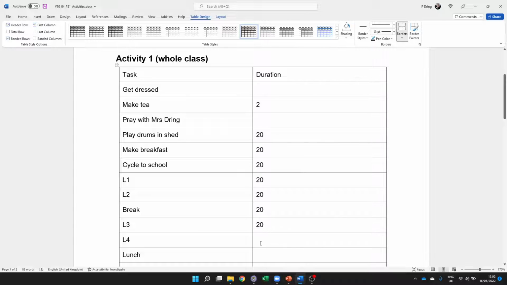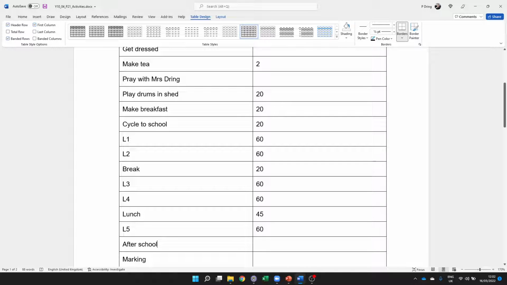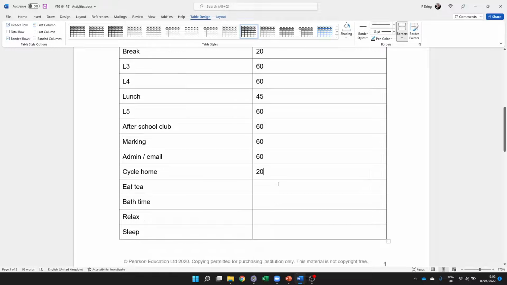Round robin means you spend up to a certain amount of time. Why am I saying 20 minutes only for lesson 1? That'd be amazing. Imagine if your lessons were only 10 minutes, 20 minutes each. Lunch, sadly, is it 45 minutes now? I can't remember, sadly. After school club, an hour. Marking, my goodness, takes ages, say an hour. Admin, yeah, maybe an hour a day. Cycle home, thankfully only takes 20 minutes.